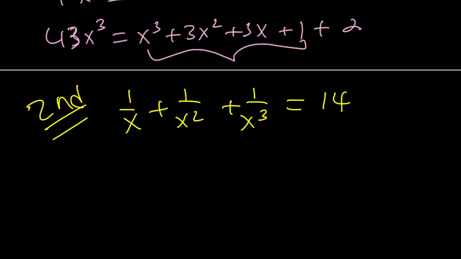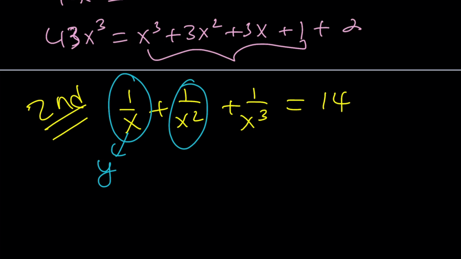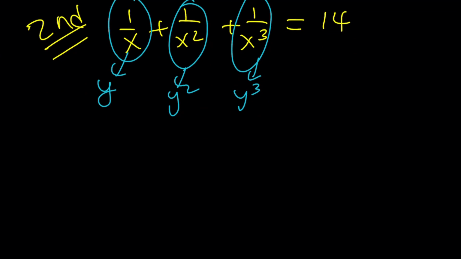And then I'm going to do the following. Set this equal to y. And this is going to be y squared. And this is going to be y cubed. And then we're going to get a much nicer cubic: y cubed plus y squared plus y is equal to 14. And if you think about it, you're going to realize real quick that y equals 2 is going to work. Why? Because y equals 2 works, right? That's why.